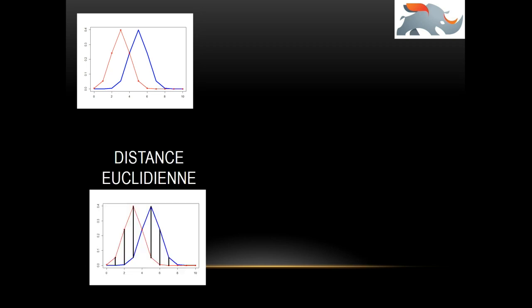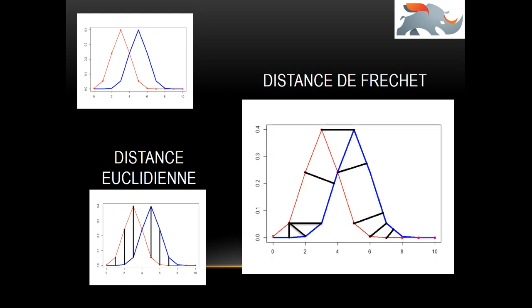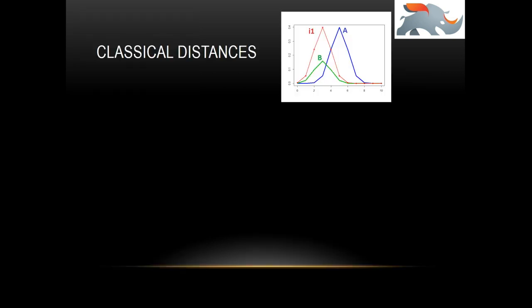So for example, for these two trajectories, this is the computation of the Euclidean distance. You take every segment, you square it, and you sum it. And this is the Fréchet distance. The Fréchet distance is, for each point, the minimum distance between the point and the other curve. But you don't have to be vertical. You can be in any direction. And then you take the longest segment that separates the two trajectories.